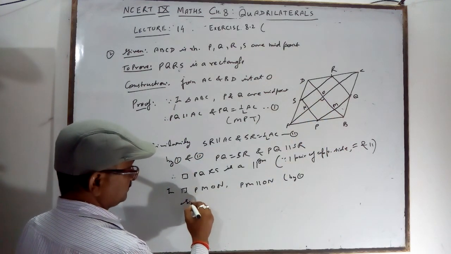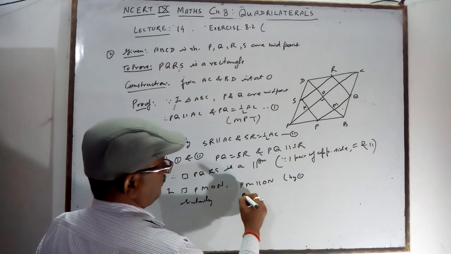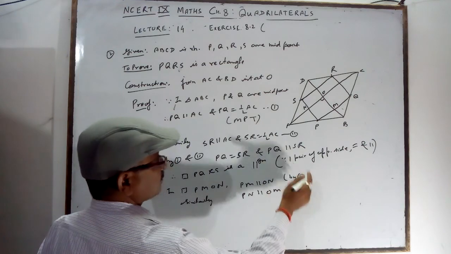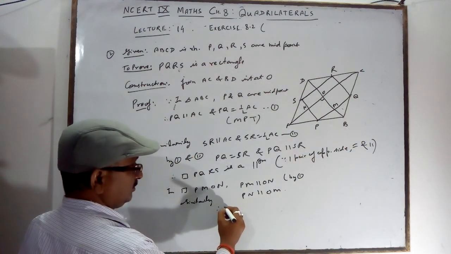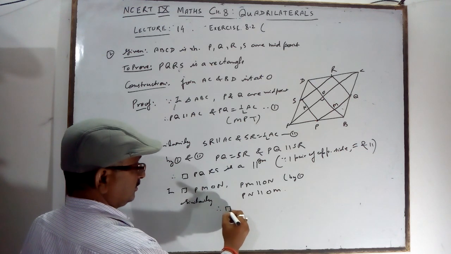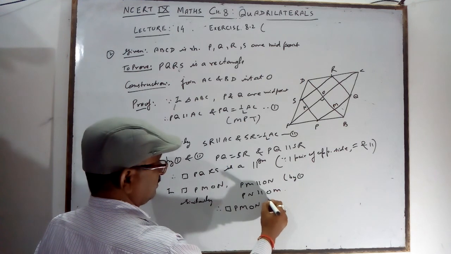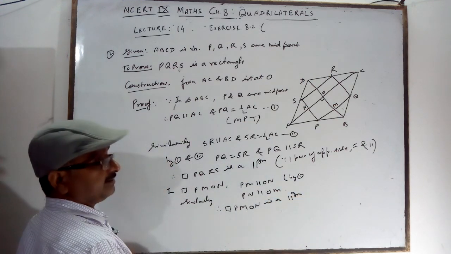Similarly, PN is parallel to OM, by the same process. SP is parallel to BD. Therefore, quadrilateral PMON is a parallelogram, as both pairs of sides are parallel.